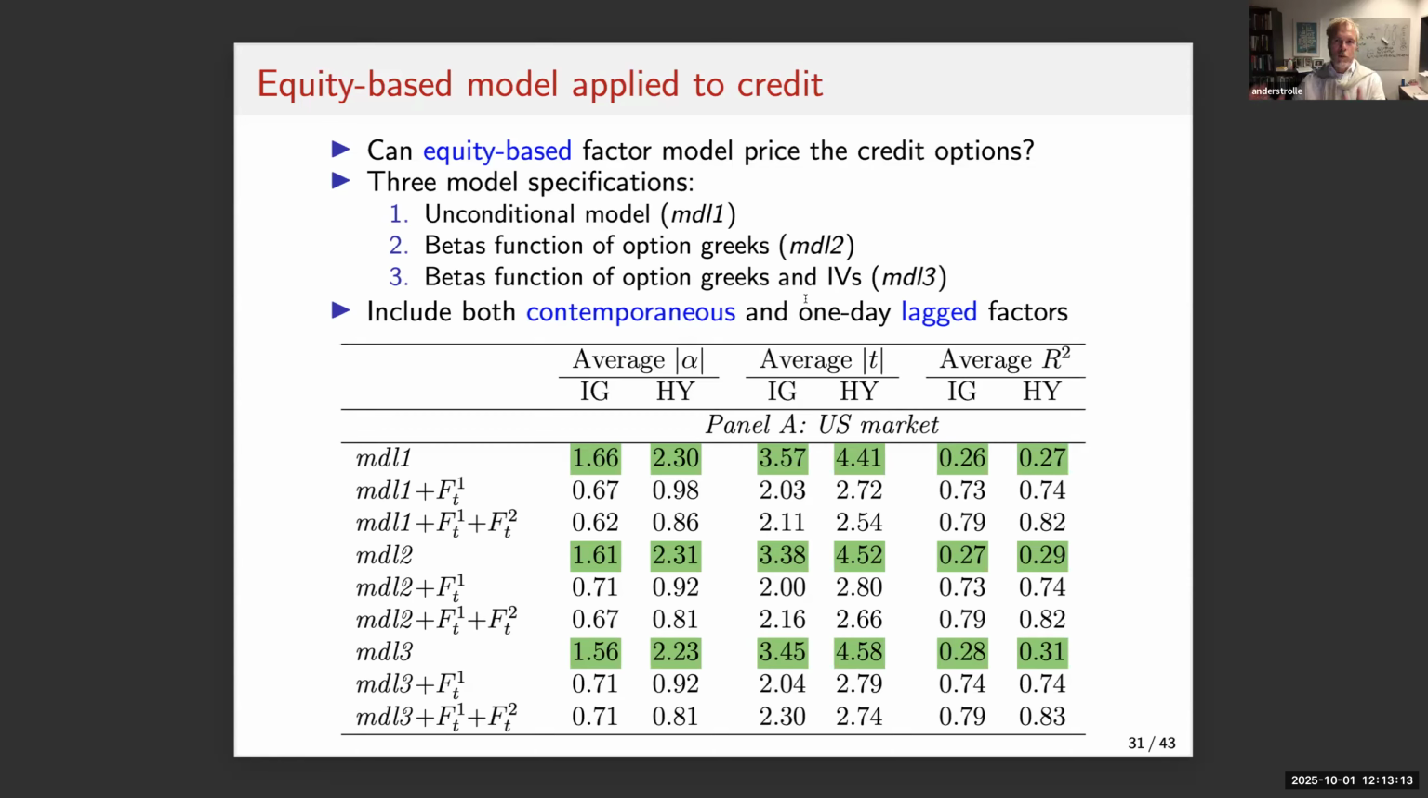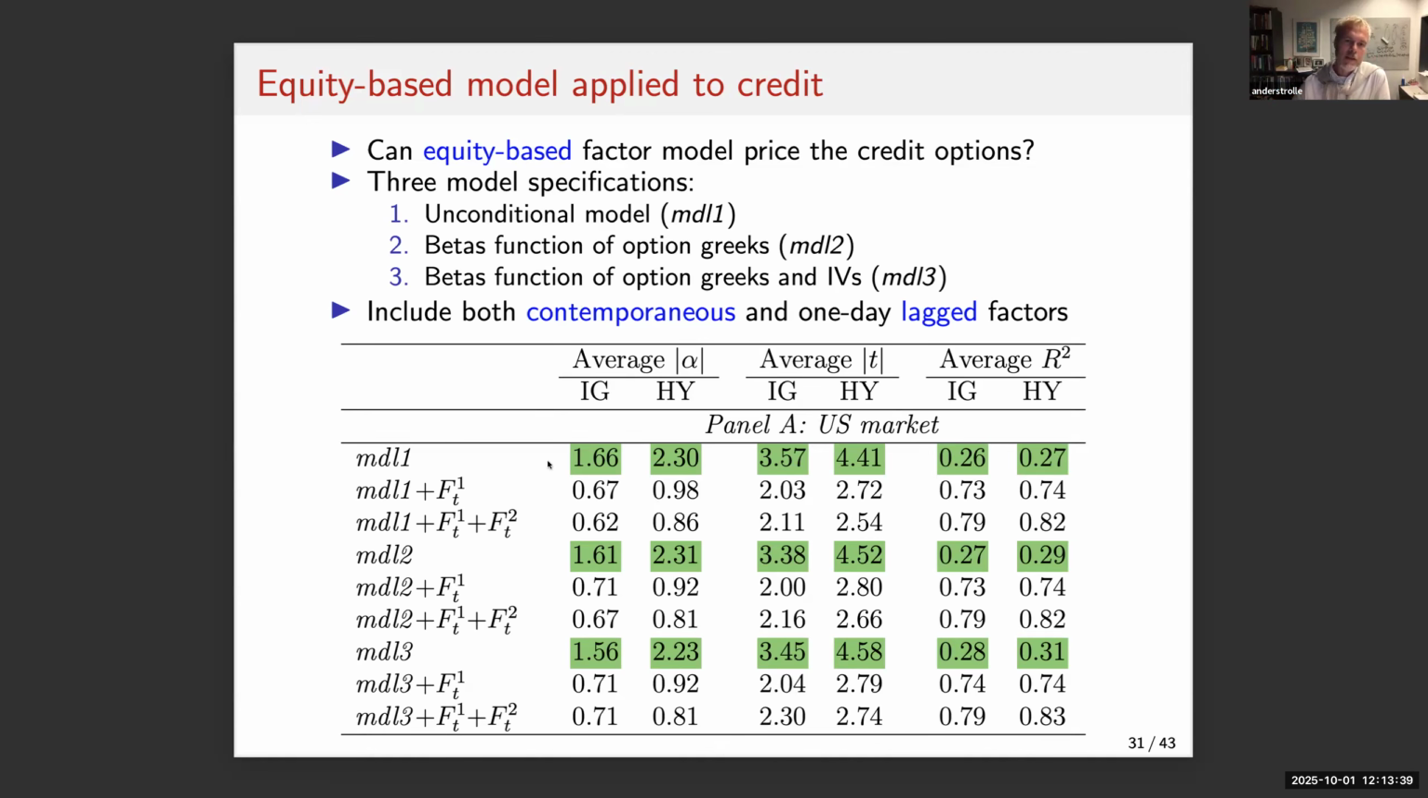As factors, we use both contemporaneous factors and lagged factors in order to take into account any non-synchronicity between credit and equity option returns. And we also separately use the equity factor model for the US market and for the European market.